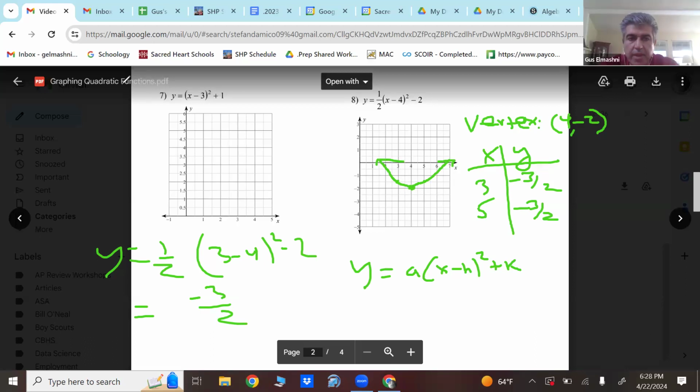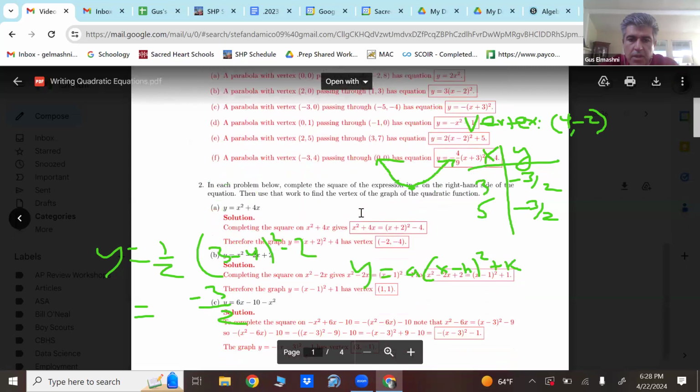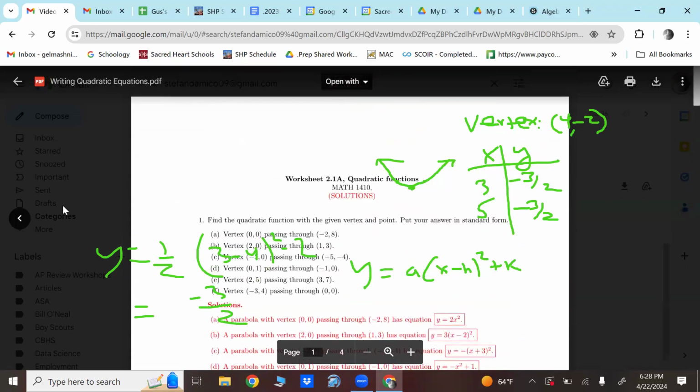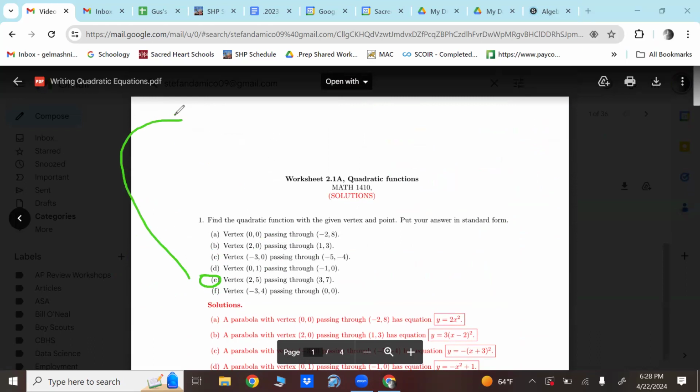All right. So now let's move on to writing the equations when you're given information about the graph. For example, let's take a look at part E. And you're asked to put the answer in standard form, but usually I'll start with vertex form.